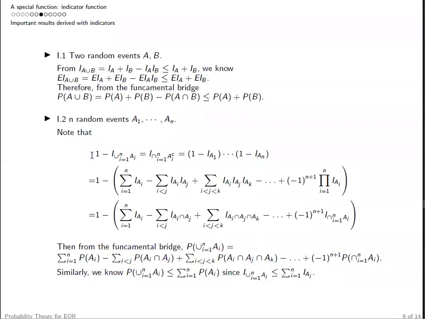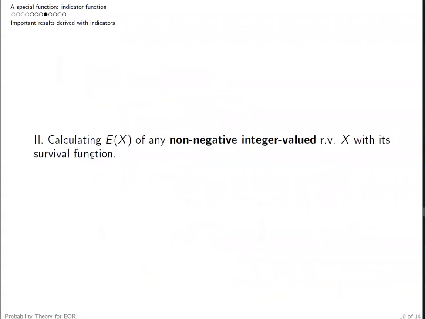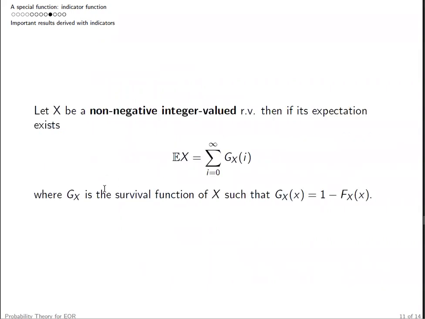Okay, what is the second result we want to discuss? We want to discuss a different way of calculating the expectation of X if X is a non-negative integer valued random variable. We're going to show that there is an additional way of calculating the expectation of X. We're going to work with the survival function. Okay, this is the result.